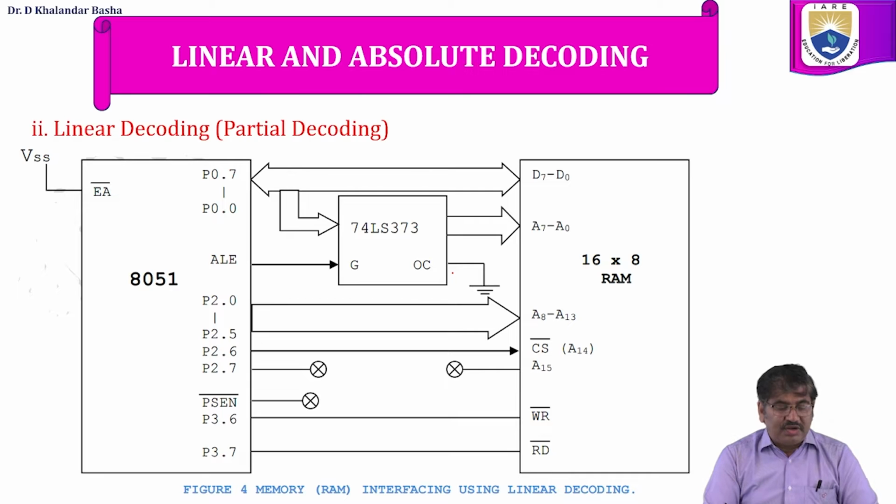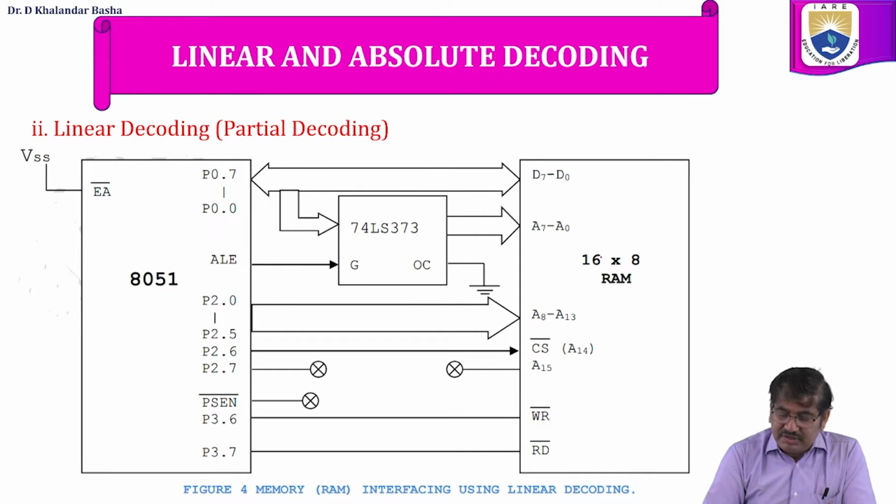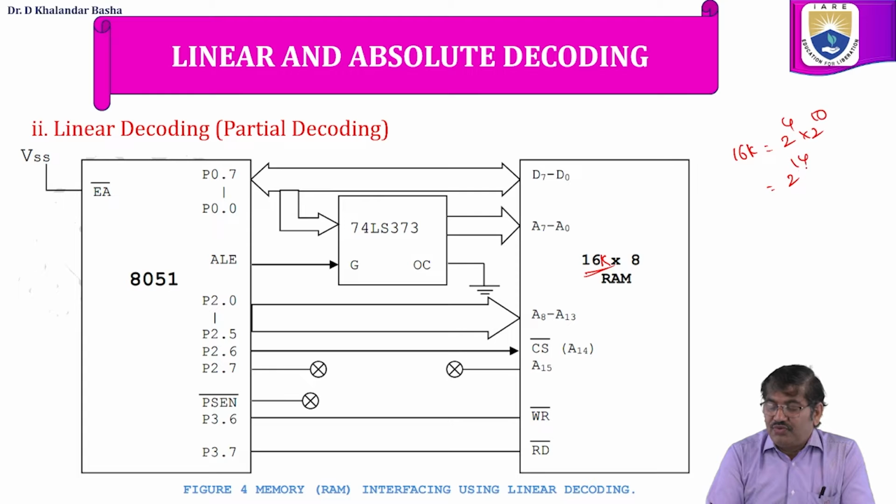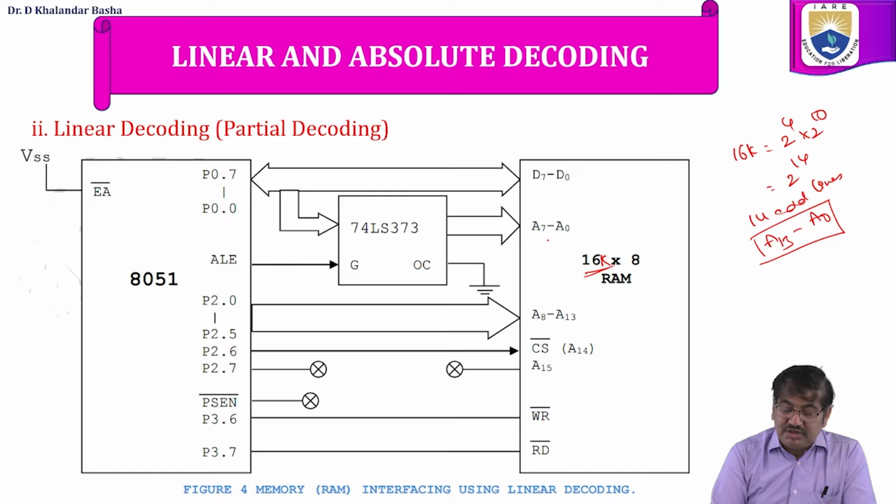So in this linear coding, here also we are considering 16K. This 16K means 2 to the power of 4 into 2 to the power of 10, which is 2 to the power of 14. So 14 address lines are required. Out of these, A0 to A13 are used for accessing the memory. So A0 to A7, A8 to A13.